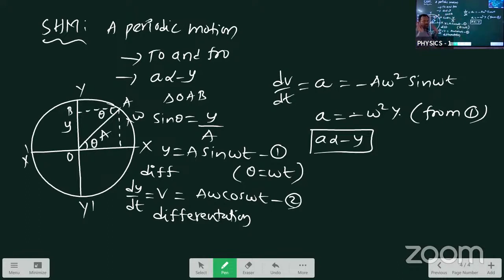Simple harmonic motion. For this, a phase difference problem. Sometimes they ask a phase difference problem related to SHM. This is question number 4.